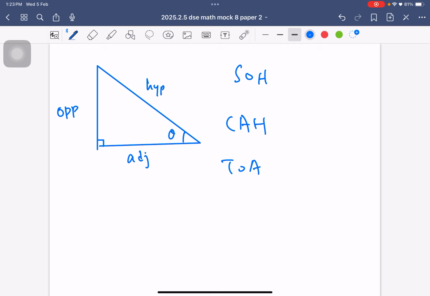So the sine theta is equal to opposite divided by hypotenuse. Cosine theta is adjacent divided by hypotenuse. Tangent theta is equal to opposite over adjacent. So I expect all of you need to remember this by today. Okay? So next question. I gave you the paper already, okay?